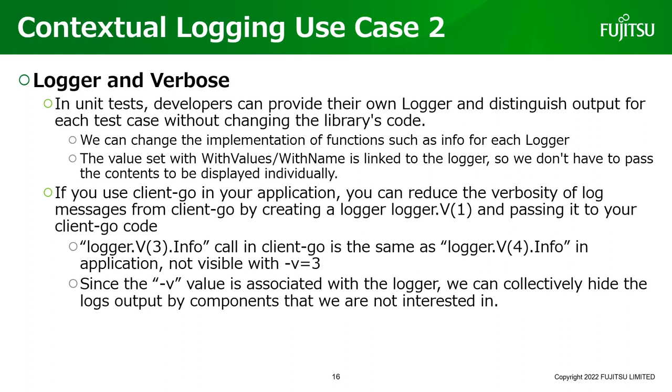The second use case is logger and verbosity. In unit tests, developers can provide their own logger and distinguish output for each test case without changing the library's code. We can change the implementation of functions such as Info for each logger. The values set with WithValues and WithName are linked to the logger, so we don't have to pass the content to be displayed individually.